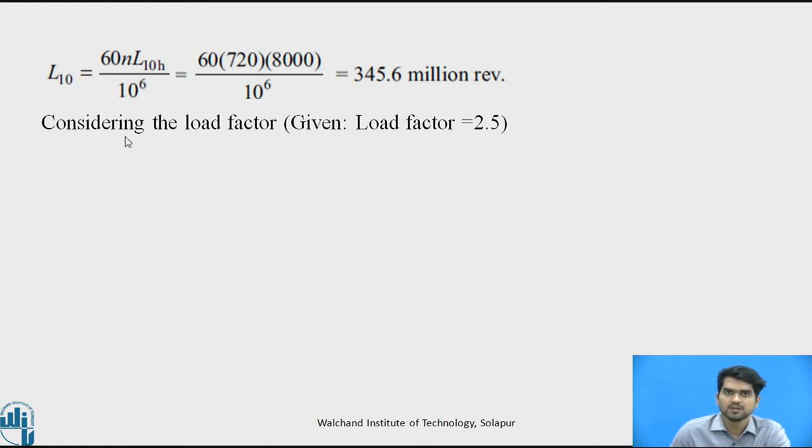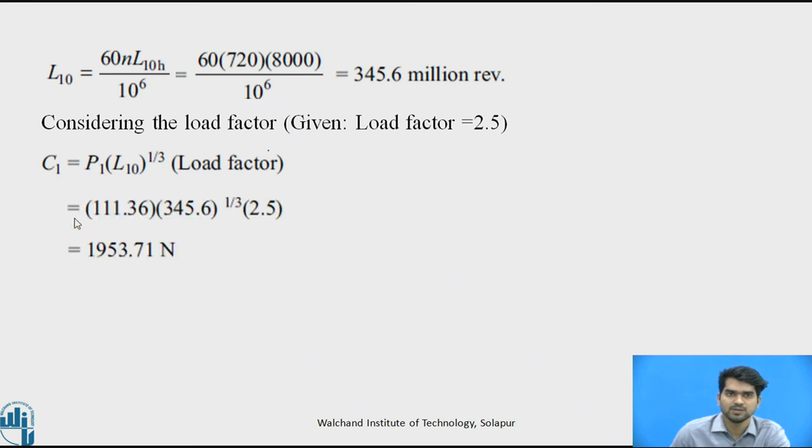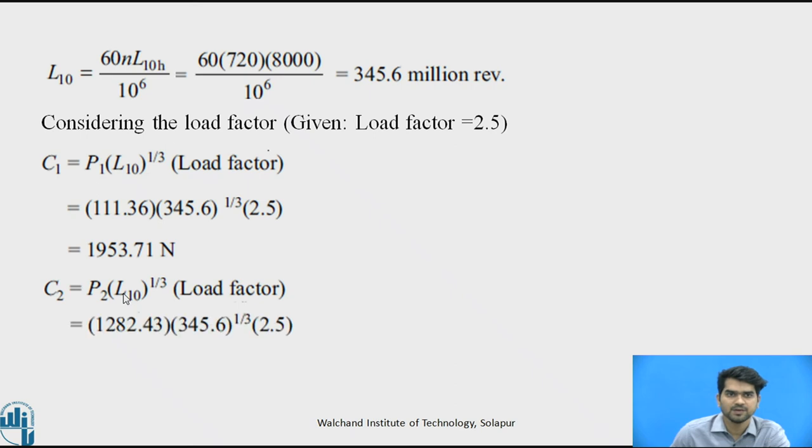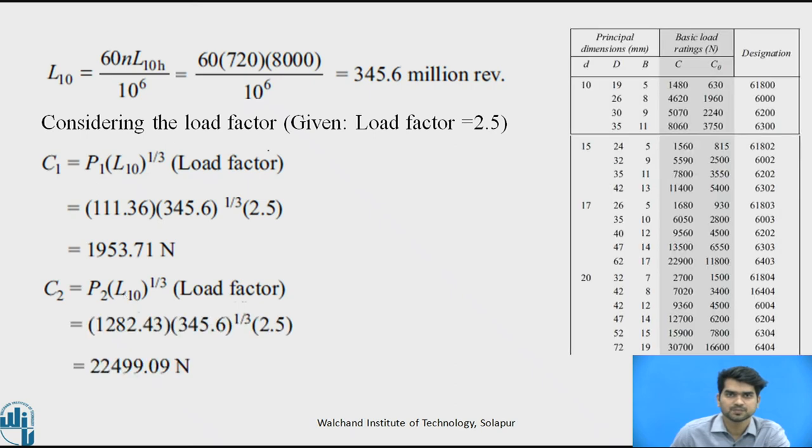Considering the load factor, as they have given us the load factor is 1.5, put this value of the load factor here, along with the life of the bearing in million revolutions, which we have already calculated, and the equivalent load at bearing number 1. Just put in these values, you will get the value of C1. Similarly, find the value of C2. So you have to refer to this table and give the designation of the bearing.